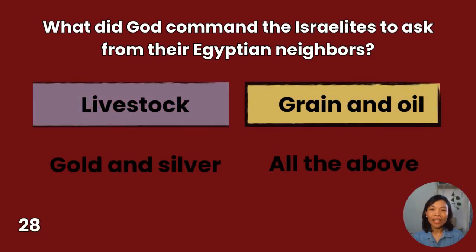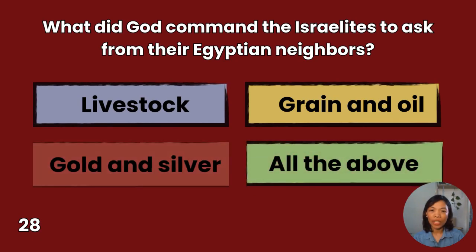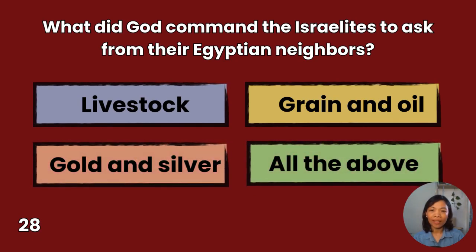28. What did God command the Israelites to ask from their Egyptian neighbors? Livestock, gold and silver, grain and oil, all of the above. You have 10 seconds to answer.